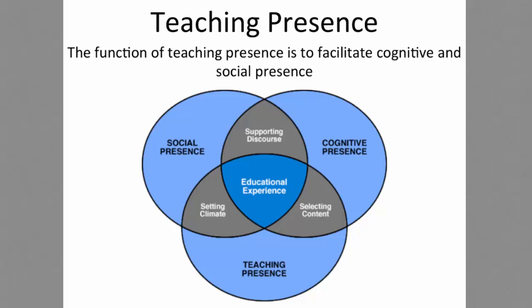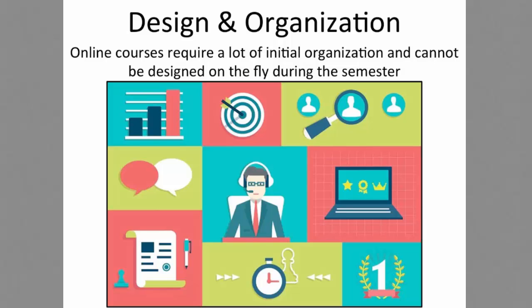So going back to our helpful Venn diagram, the function of teaching presence is to facilitate cognitive and social presence. You can see here we do this by selecting the content, and then over here by setting that positive climate for our interactions. The elements of teaching presence involve design and organization, which for online courses definitely is front-loaded. You have to do a lot of careful design at the beginning.